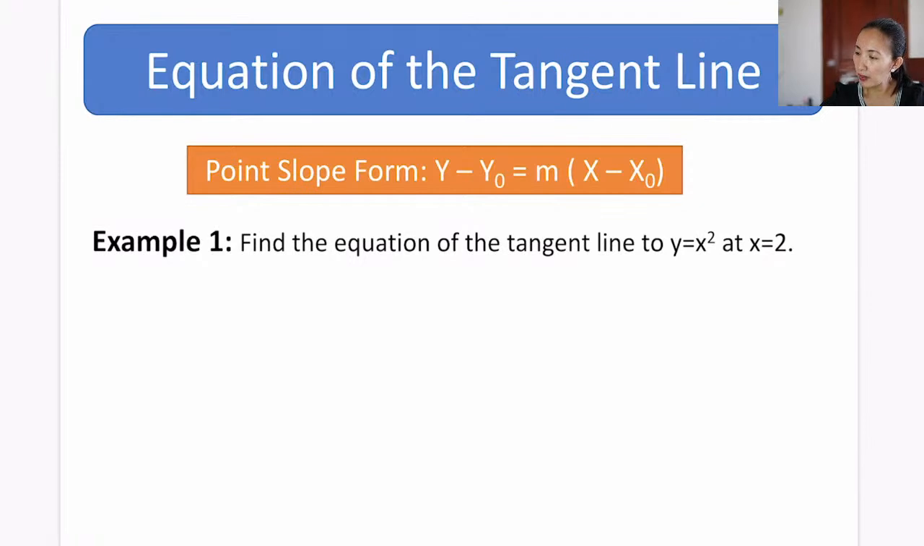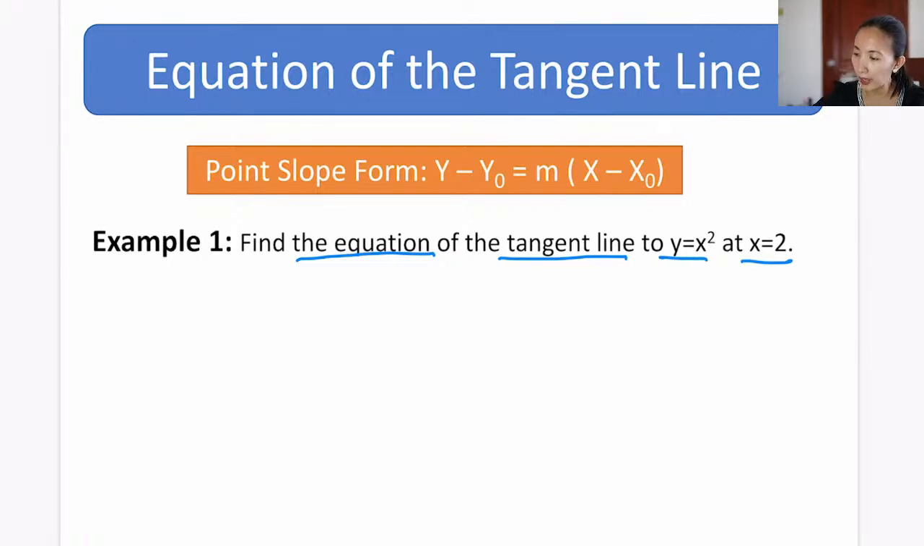Now, how shall we make use of the formula that we have just derived? What are we going to find? Equation of the tangent line to this curve at x equal to 2. Okay, x is equal to 2.